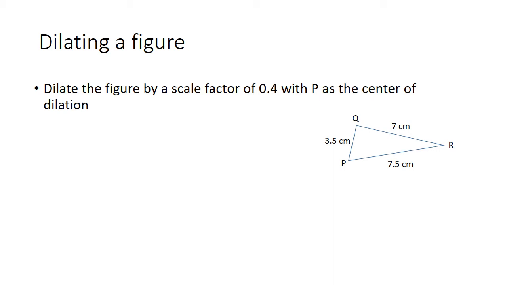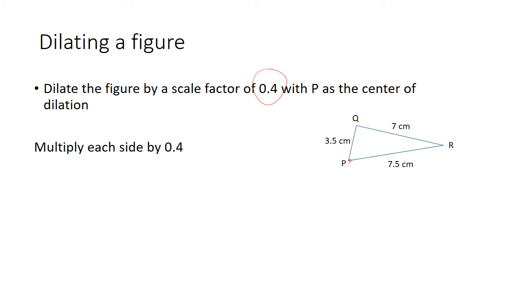Remember, if the scale factor is greater than 1, it's going to get bigger, and if it's smaller than 1, it's going to get smaller. We're going to draw a triangle that is smaller than the given triangle by a factor of 0.4, which is going to be a little more than half smaller. But we want this point right here to be the center of dilation. So how do we do that?